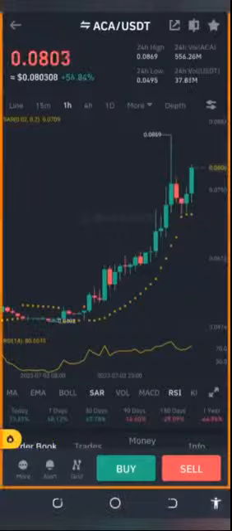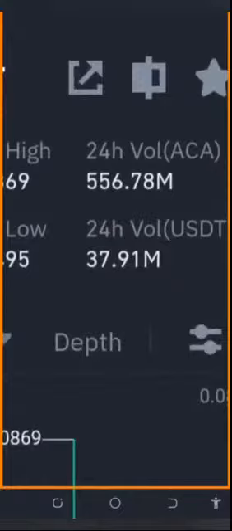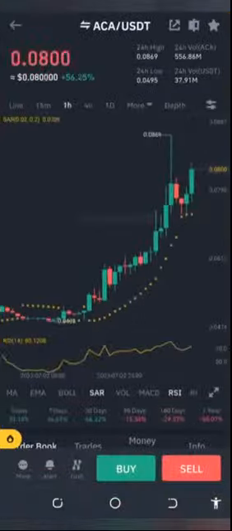Now, first thing you gotta check the 24-hour high, which was 0.0869, which was cool. The 24-hour low, that means it's really volatile, right? Look at the volume, 37.9 million. Oh my gosh. Now, this is good. These are the two things that we need to really check, right? Then you check whether it's pumping.